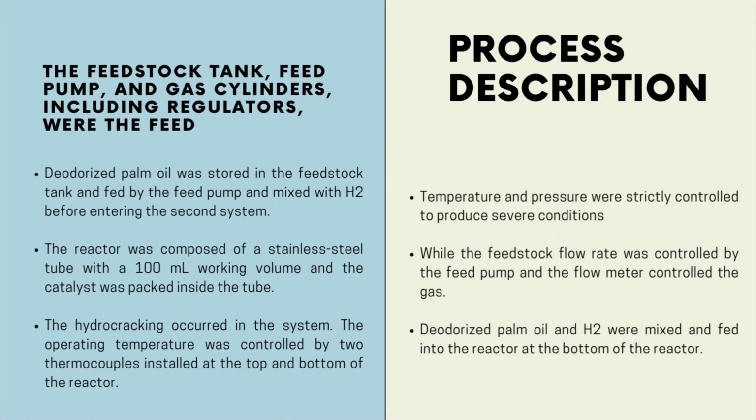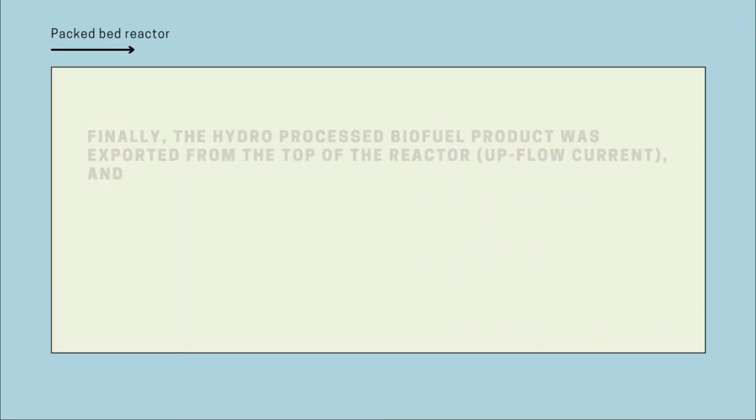The operating temperature was controlled by two thermocouple inserts installed at the top and the bottom of the reactor. Temperature and pressure were strictly controlled to produce several conditions, while the feedstock flow rate was controlled by the feed pump and the flow meter controlled the gas. The derived pump oil and H2 were mixed and fed into the reactor at the bottom of the reactor.